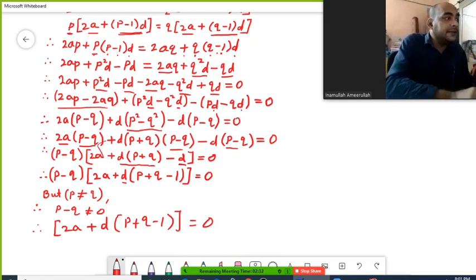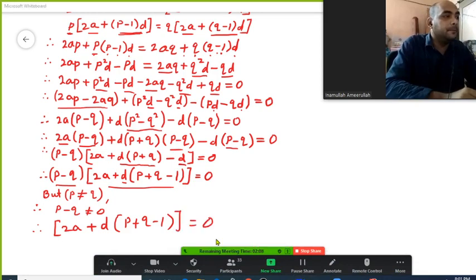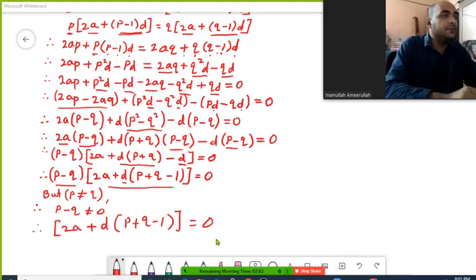So here this part is a and this part is b. So a into b equals 0. So we infer that p minus q, that is a, is not 0, which means b is 0. That is the reason a into b equals 0. So here 2a plus d into p plus q minus 1 is equal to 0. So this we prove with the help of given information, and this can be considered as 1.